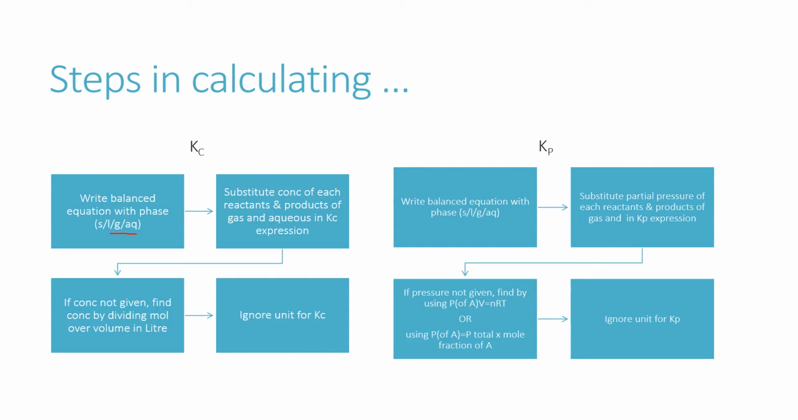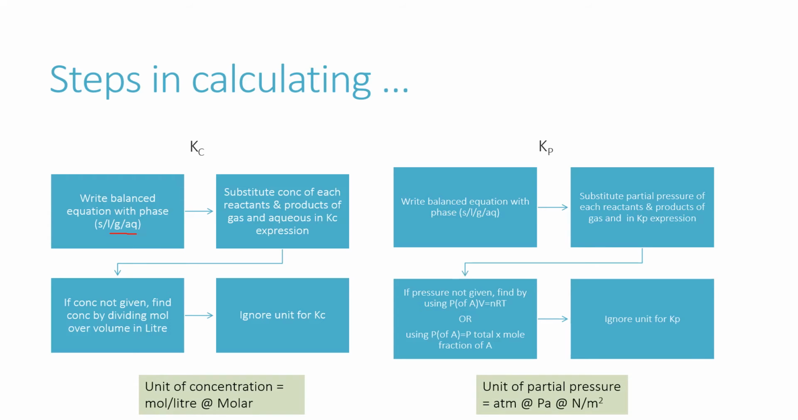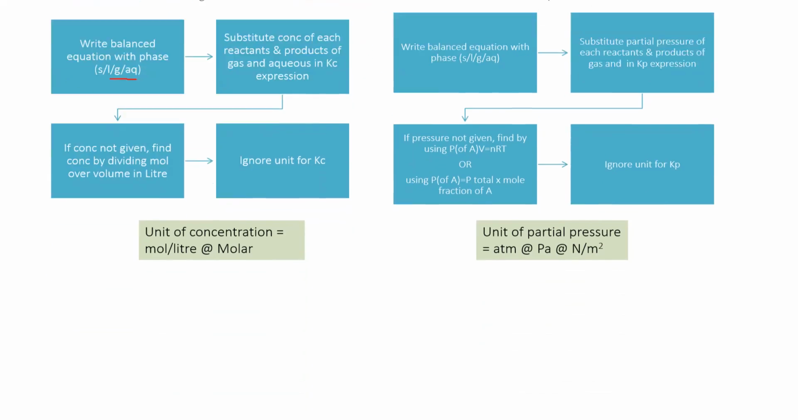Okay, macam tu sahaja. So, daripada step sini, awak akan dapat berapa partial pressure for reactant and the product. Masukkan dalam KP expression. Sama juga step dia, ignore the unit for the KP. Okay. And ini reminder, unit for the concentration adalah molar. And untuk partial pressure, awak boleh jumpa ATM ke, Pascal ke, Newton per meter squared ke, ikutlah mana-mana pun. Okay. Lagi.